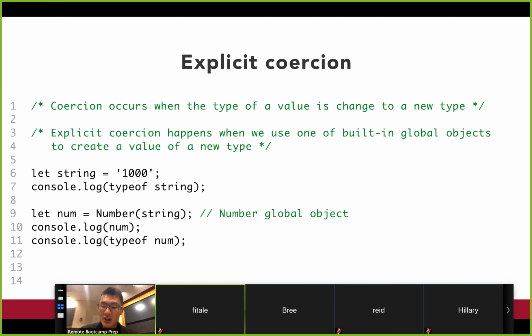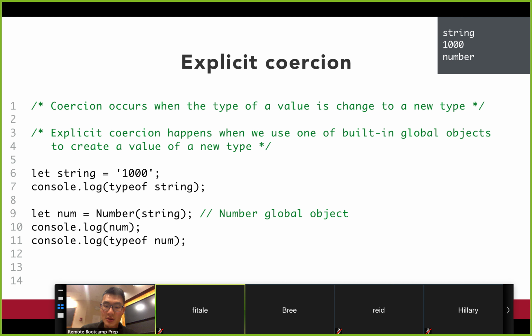We console log out the variable, we console log the type of, and you'll notice initially on line 7, 1000 is a string, it's not a number. But after we coerce it into a number on line 9, on line 10, when I console log out the variable num, I get back 1,000, and when I console log out type of num, I get back number, which tells me that 1,000 is no longer a string, it's a number. Everyone good so far?